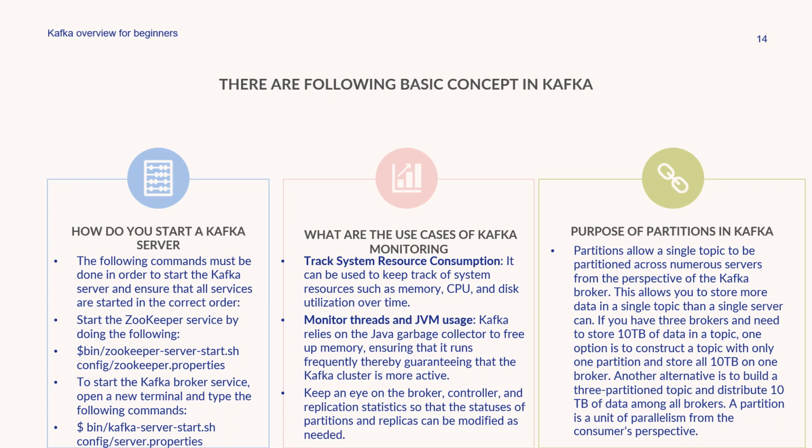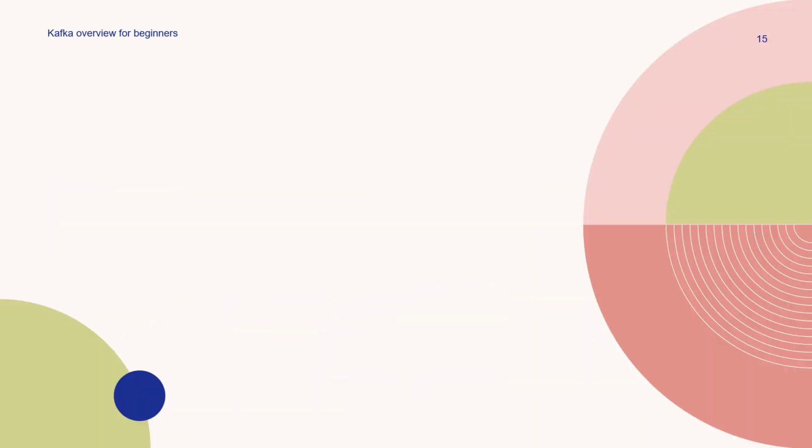The purpose is to allow a single topic to be partitioned across numerous servers from the perspective of the Kafka broker. This allows you to store more data in a single topic than a single server can. If you have three brokers and need to store 10 TB of data in a topic, one option is to construct a topic with only one partition and store all 10 TB on one broker. Another alternative is to build a three-partition topic and distribute the 10 TB of data among all the brokers. A partition is also a unit of parallelism from the consumer perspective.